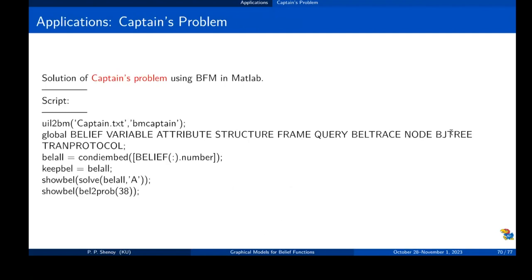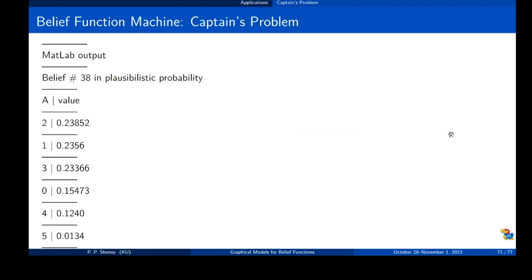But another way to summarize it is to reduce this belief function to a probability, so then you get a distribution, a probability mass function. And this is done by plausibility. So in this case, you get the idea that 2 days is the most likely, with a 20% chance.